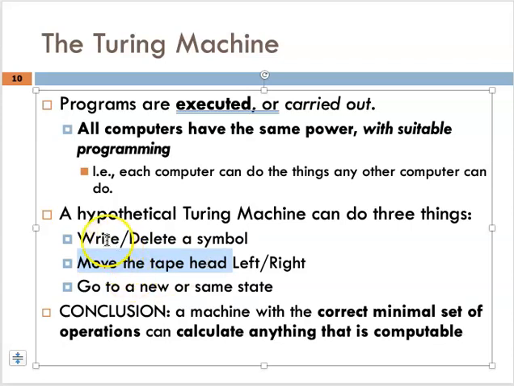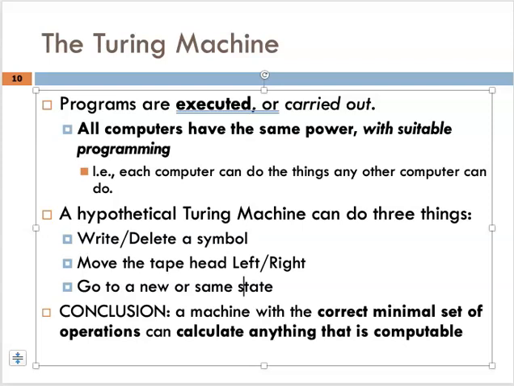And then so the Turing machine can write or delete a symbol. It can move the tape head left or right, and it can go to a new or stay in the same state. So any machine that has this minimal set of operations can do what a Turing machine can do. And since a Turing machine is the definition of computation, anything that is computable can be calculated by any Turing complete computer, as long as you have enough temporal and spatial resources, time and memory, available to you for that.